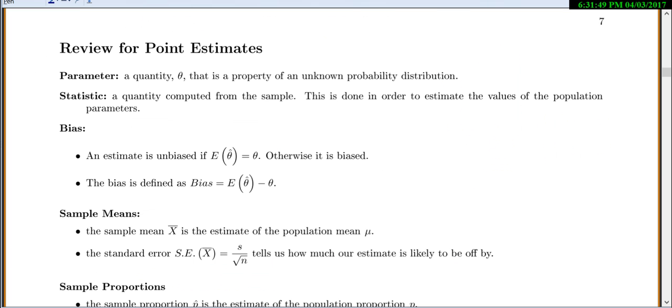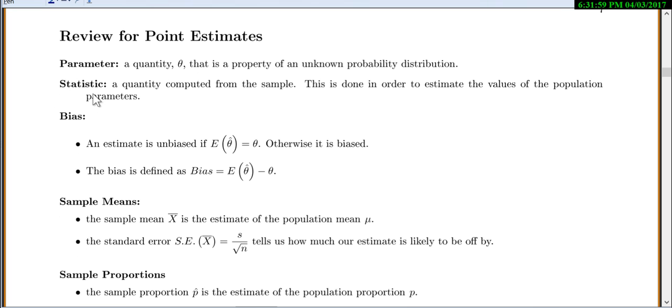So our next section is point estimates. Your parameter is your population value. Your statistic is your value from your sample. And we'll use our sample statistics to estimate our population parameters. And do you remember what we called bias? This is something that we haven't come back to. Everything else is related, except for the bias. But an estimate is unbiased if the expected value of your estimate is equal to your population parameter. Otherwise, you'd consider it biased.